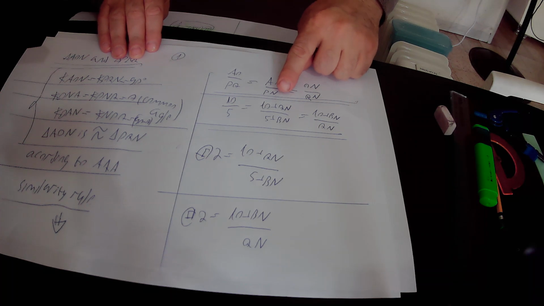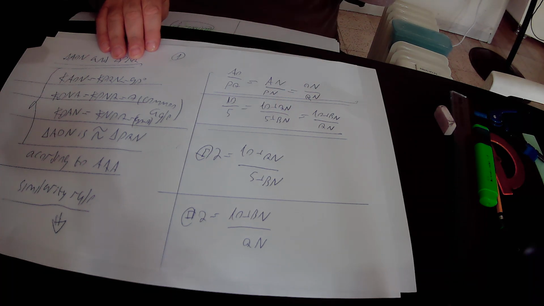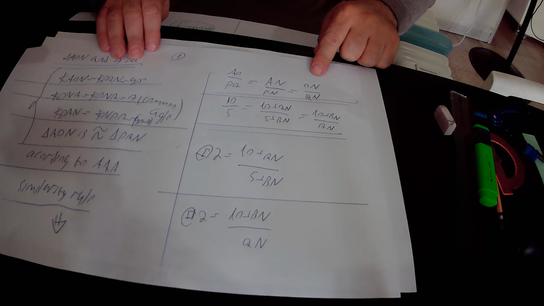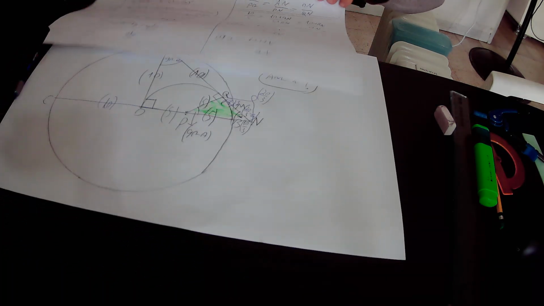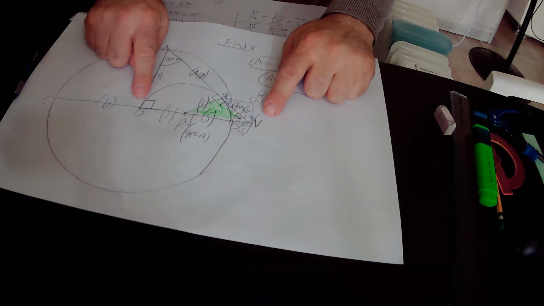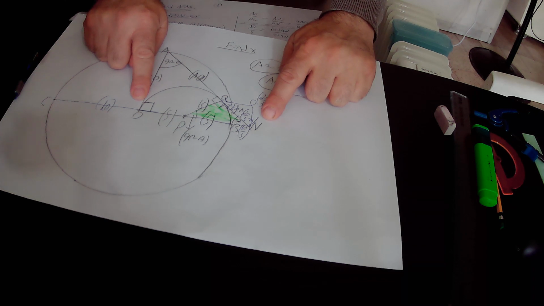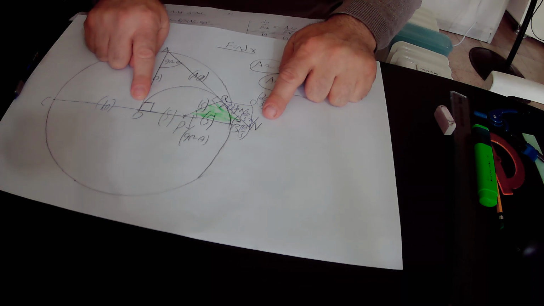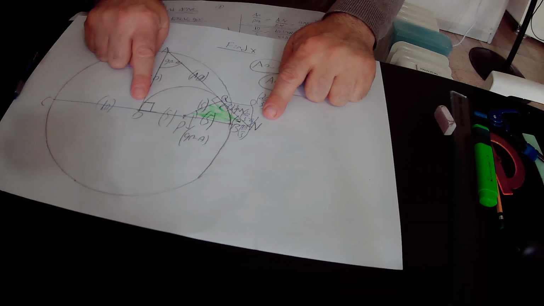PN equals 5 plus BN, and it equals ON. What is the length of ON? ON equals OB plus BN. OB is 5 plus 5, that is 10, plus BN. So in total, ON equals 10 plus BN.